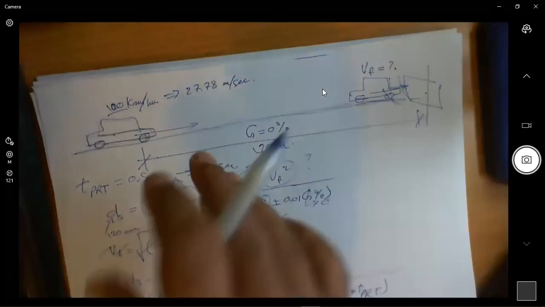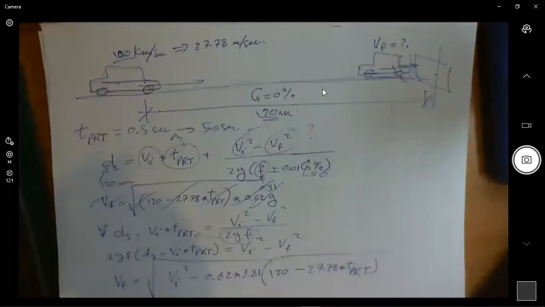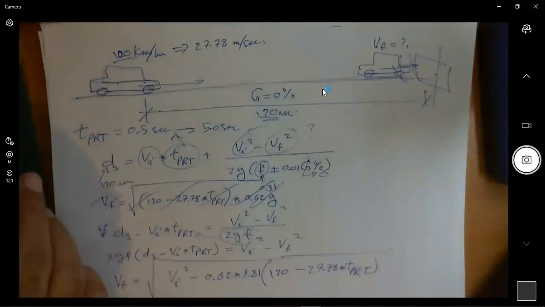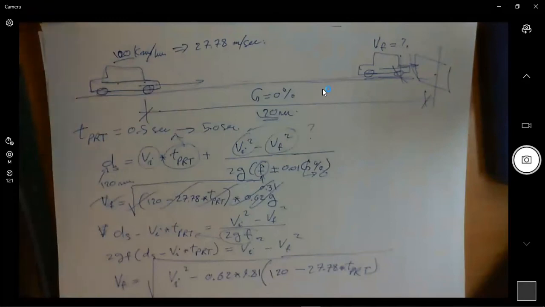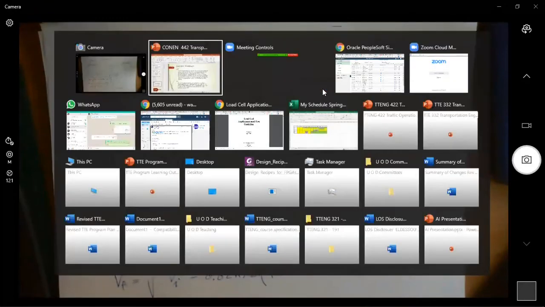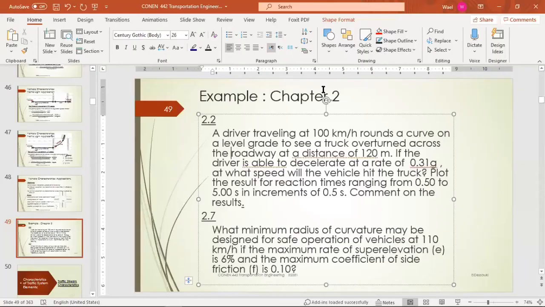That was an example that showed how we use the stopping criteria in determining the final speed and how it affects the vehicle. Basically, we use these kinds of equations for safety analysis and similar issues. Any questions, guys?